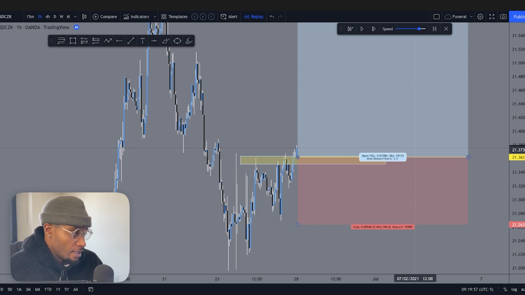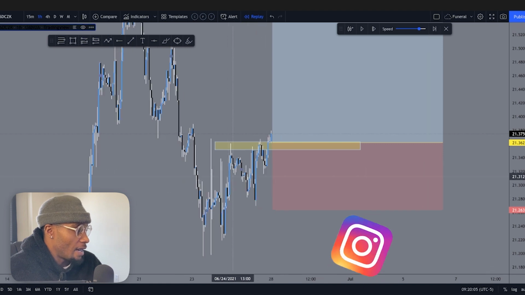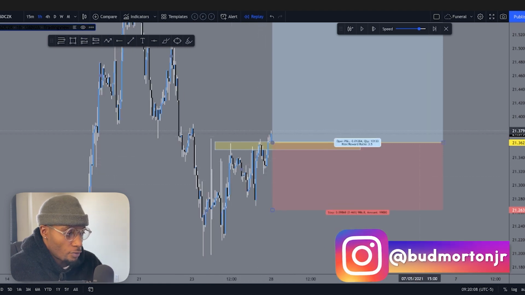This instance is a good example right here. I didn't really care about being first because I could have gotten in probably in any area down in here and probably still had a winning trade and an even better risk to reward than a 3.5.